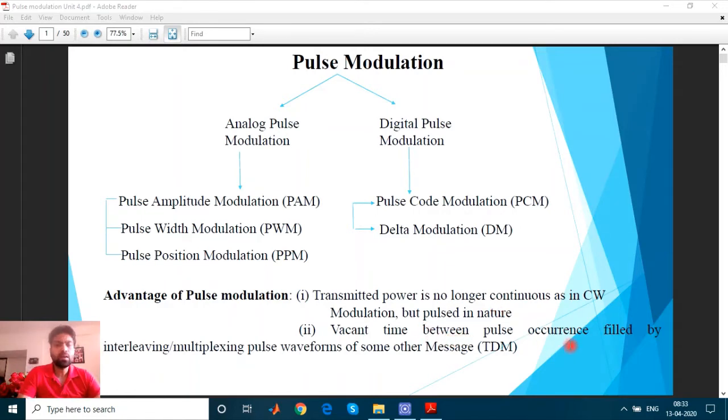Waiting time between the pulse occurrences is filled by interleaving multiplexing pulse waveforms of some other message, that is TDM. The other thing is, if we are transferring a continuous wave, the bandwidth required for the channel is definitely higher. In such a case we use the pulse, and the pulse helps to transmit with less requirement of bandwidth. It means the space between the pulses can be used for multiplexing, filled by interleaving pulse waveforms of some other message. So on the same channel, multiplexing can be done, and this multiplexing will help to utilize the channel in a better way.